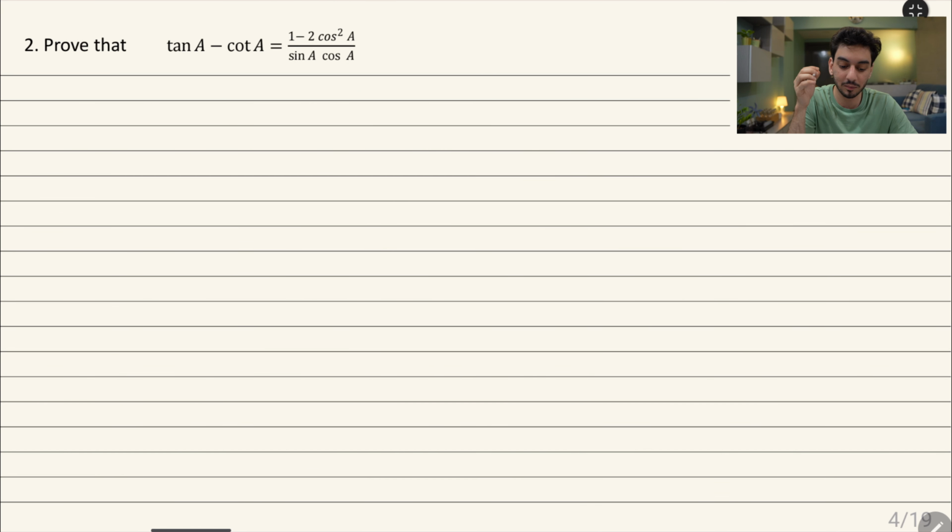Now this one says, prove that tan A minus cot A is equal to 1 minus 2 cos² A upon sin A into cos A. Now obviously the first step is to decide where to start from. I can see that the right hand side is more complex and it is the bigger one, so I will start with my right hand side, which is 1 minus 2 cos² A, the whole thing upon sin A into cos A.